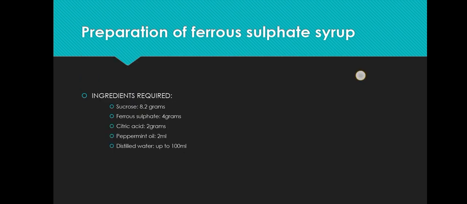Now coming to the ingredients required to prepare ferrous sulfate syrup: 4 grams of ferrous sulfate, 8.2 grams of sucrose, 2 gm of citric acid. Citric acid is used as a stabilizing agent to prevent the decoloration of the solution due to formation of ferric precipitate, by forming a soluble complex with ferrous ions, thus preventing its precipitation.